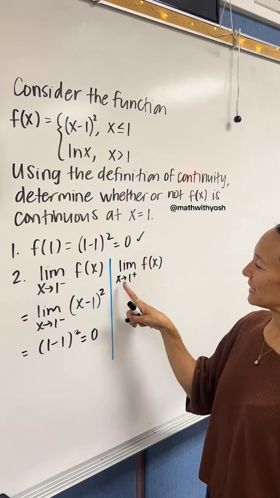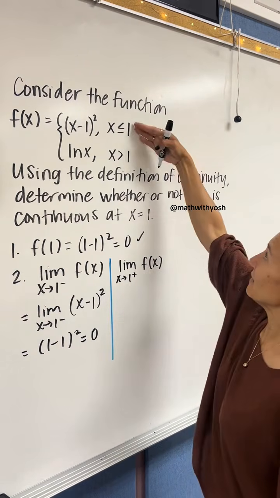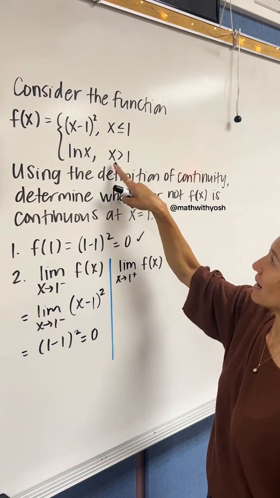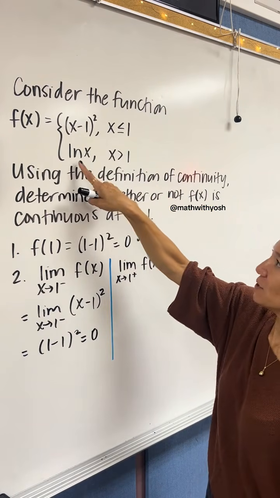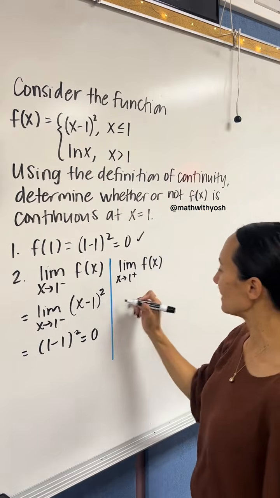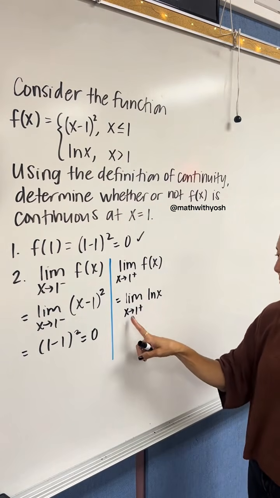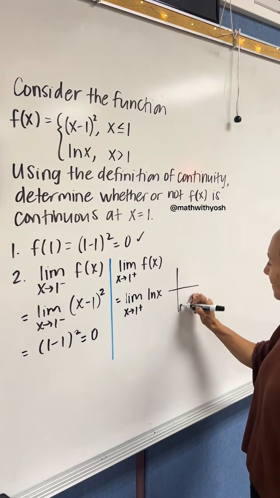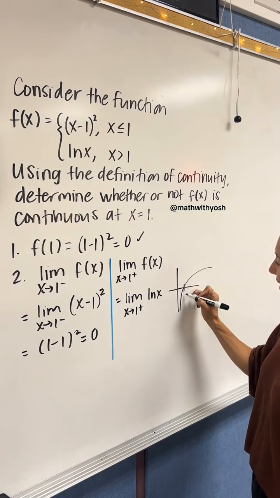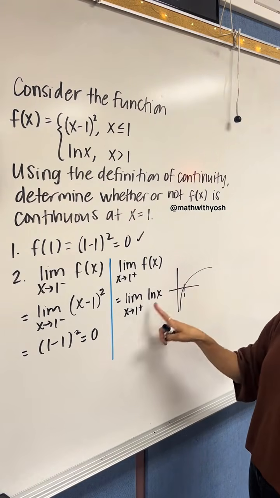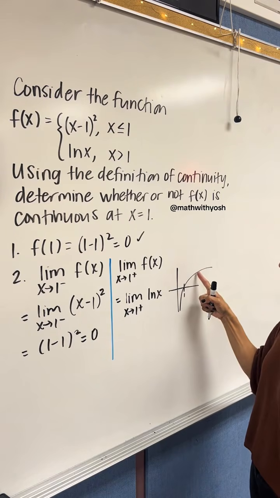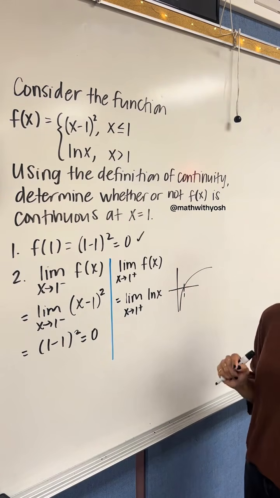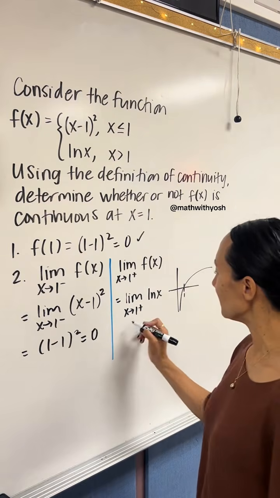Over here it says the limit as x approaches 1 from the right, and again, looking at these inequalities, that would be x greater than 1. So we're going to substitute in ln of x for f of x. And to identify the limit as x approaches 1 from the right of ln of x, let's look at the graph for ln of x. It looks like this. It hits the x-axis at 1. So you can see as you're approaching 1 from the right, the height of the graph is approaching a height of 0. So this limit equals 0.